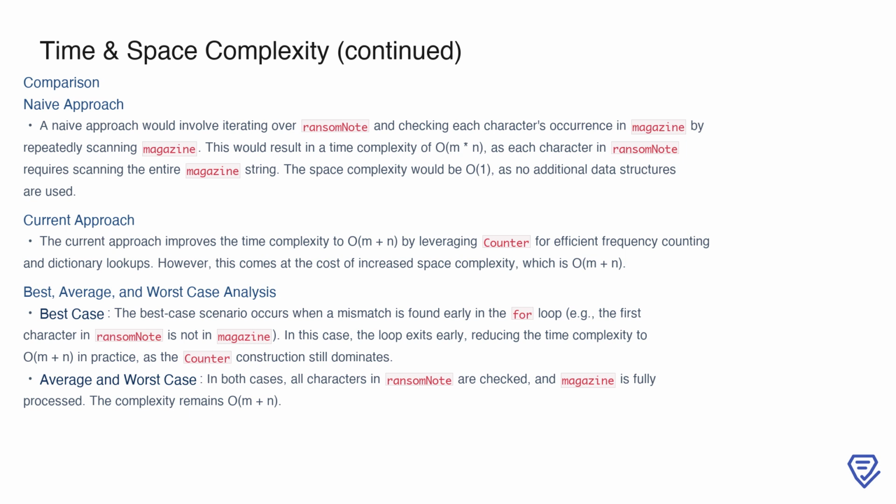accommodate the Counter objects. When analyzing the best, average, and worst-case scenarios, the best case occurs when a mismatch is found early in the for loop. For example, if the first character in the ransom note is not present in the magazine, the loop exits early. Even in this case, the time complexity remains O(m + n) due to the cost of constructing the Counter objects. In both the average and worst-case scenarios, all characters in the ransom note are checked, and the magazine is fully processed, maintaining the same overall complexity of O(m + n).